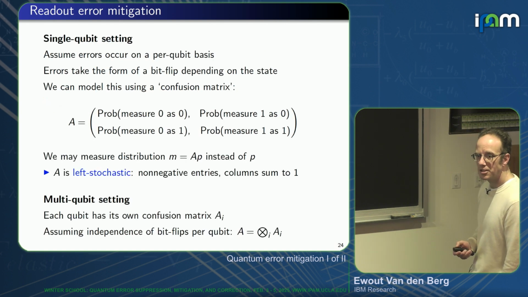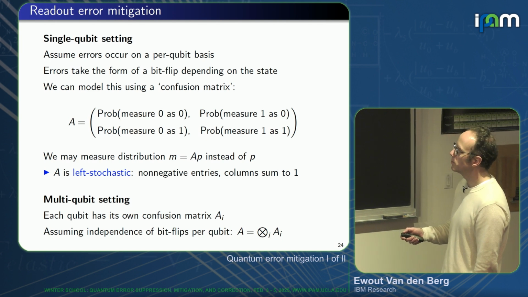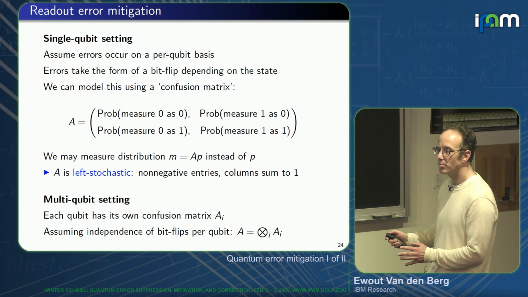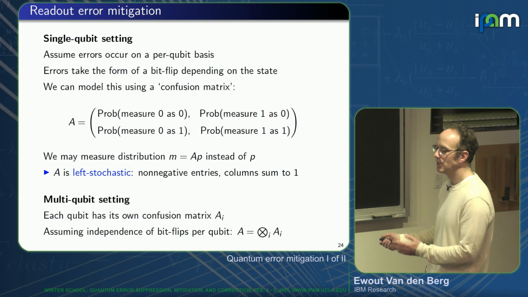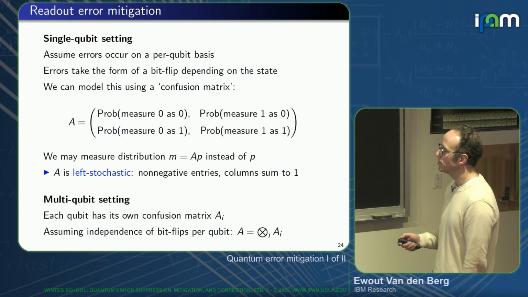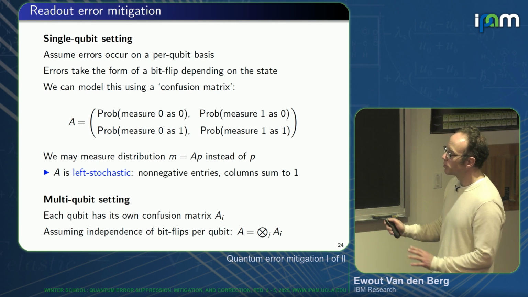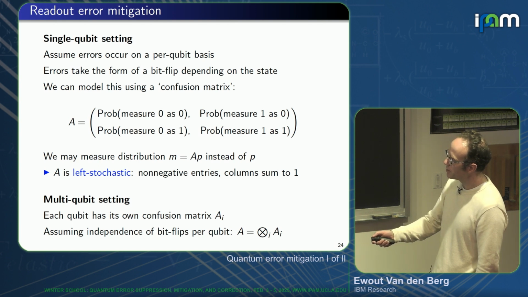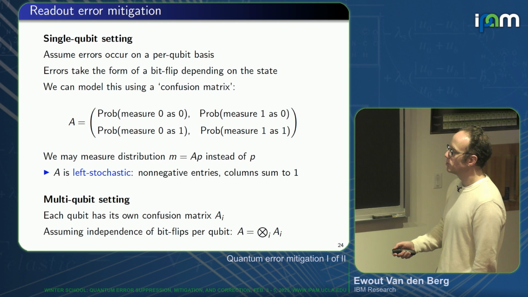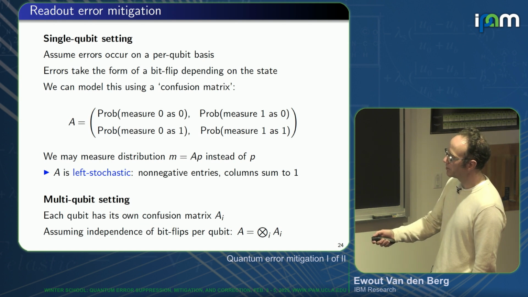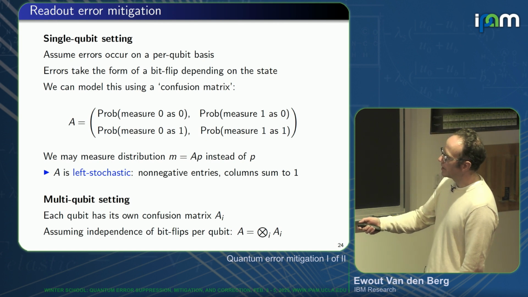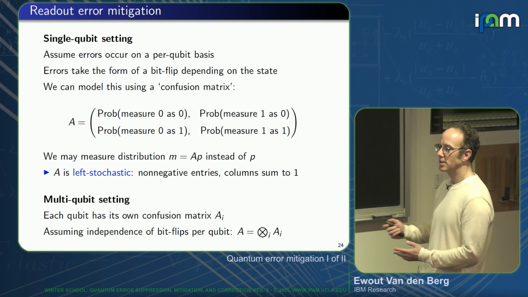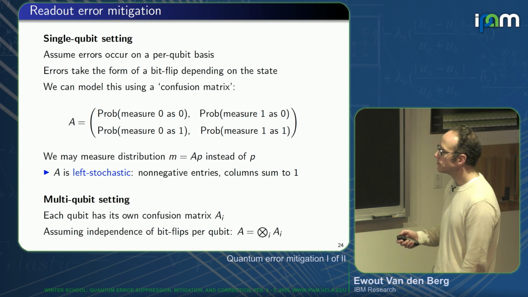So let's just look at a single qubit case. Let's assume that errors occur independently per qubit, and they take the form of a bit flip. There's no leakage or anything, just 0s might map to 1 and 1s might map to 0. So we can write some confusion matrix: what is the probability of measuring 0 when it was indeed a 0, or measuring 0 as a 1? There will be one column, and because if the state was 0, you always measure either 0 or 1, this will sum up to 1, and likewise for measuring a 1 state as either a 0 or 1.